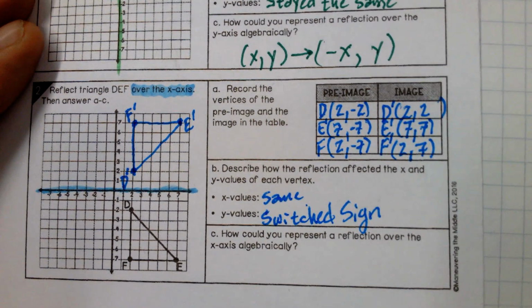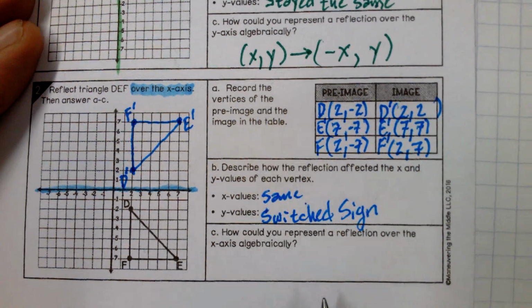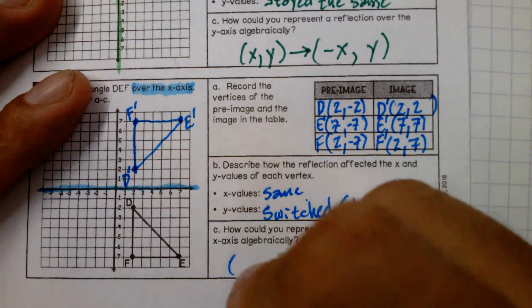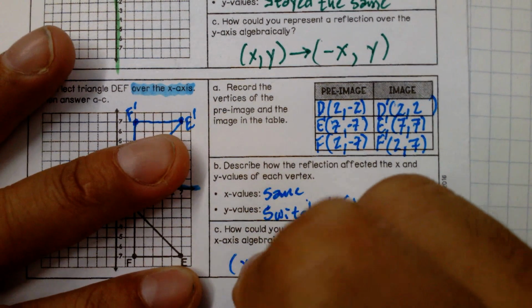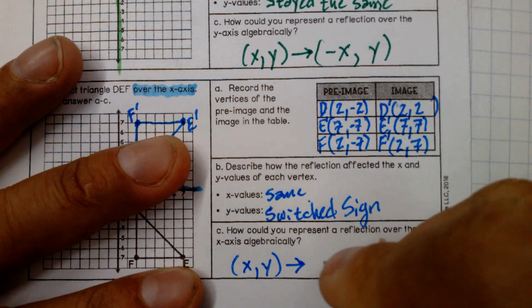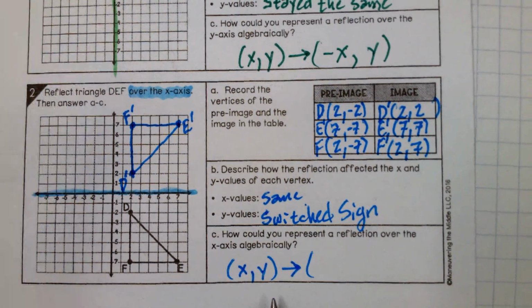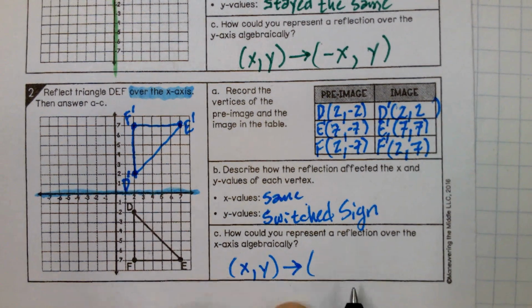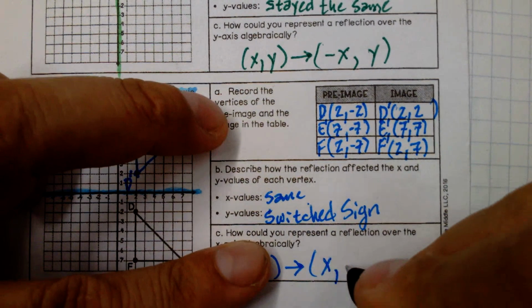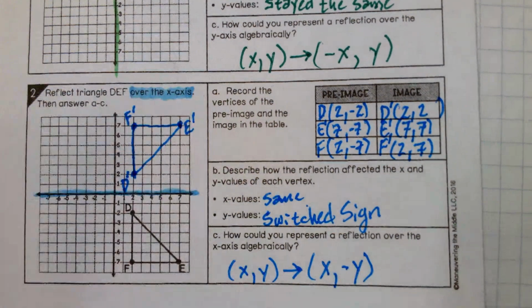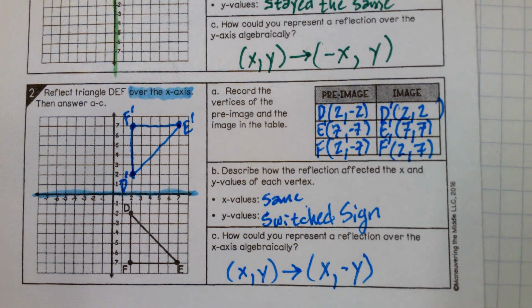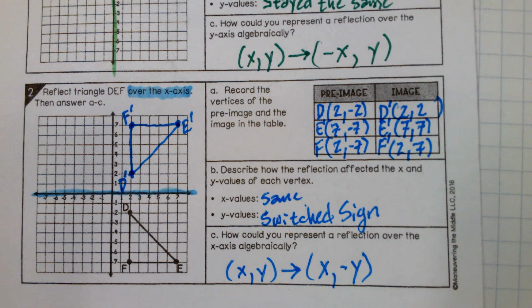From what we did before and what we just saw here, you could probably guess what the algebraic representation for this is. x, y maps onto x, negative y, yeah. So this is the original, and the new value is going to be x, negative y. Very good. So when you're reflecting over the x-axis, the y values change. Okay, that's usually how I remember those. Any questions?